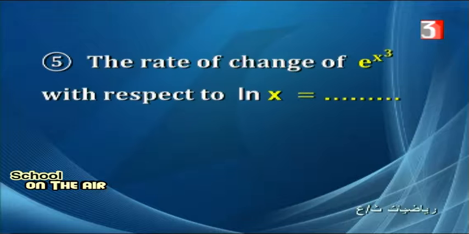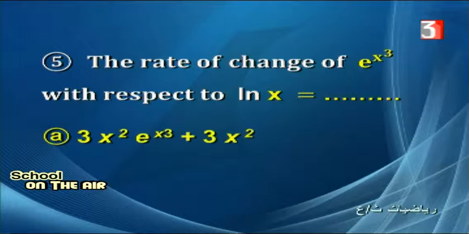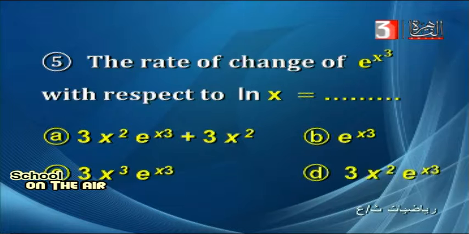Then the rate of change of the function e power x power 3 with respect to ln x equals 3x power 3 e power x power 3, which is the letter C.